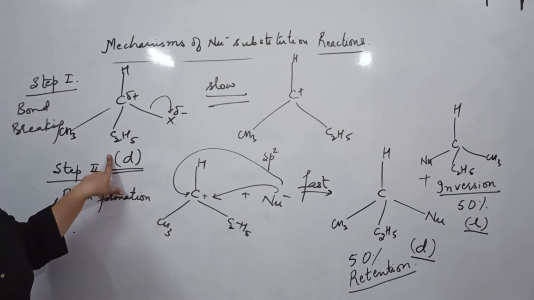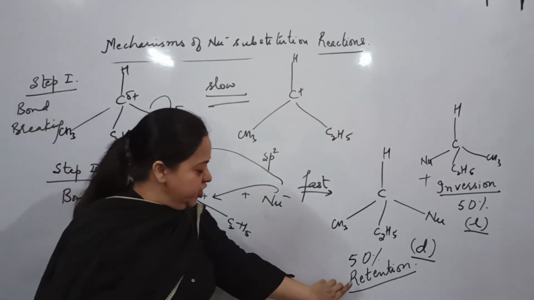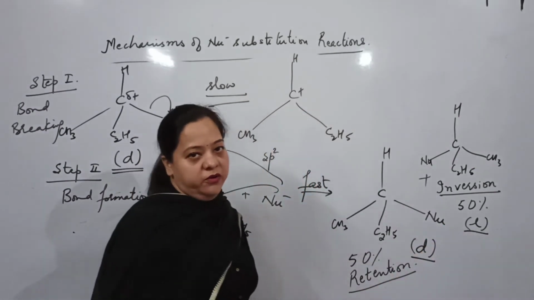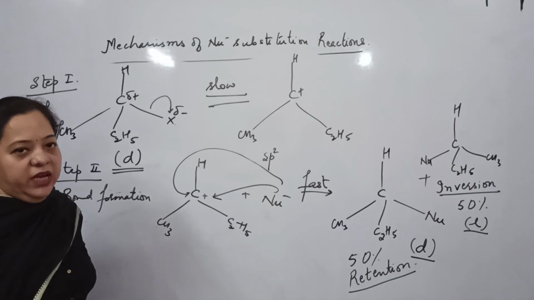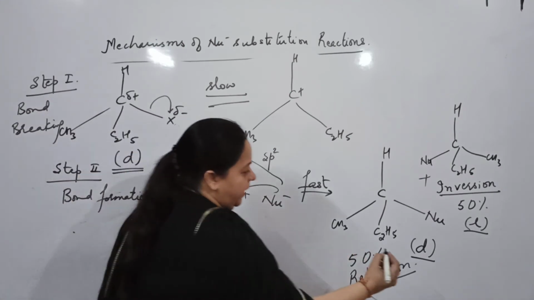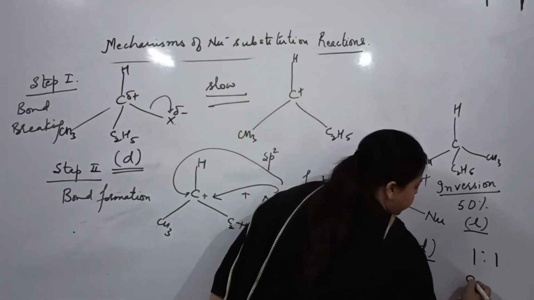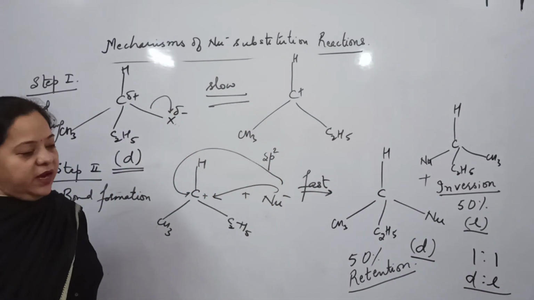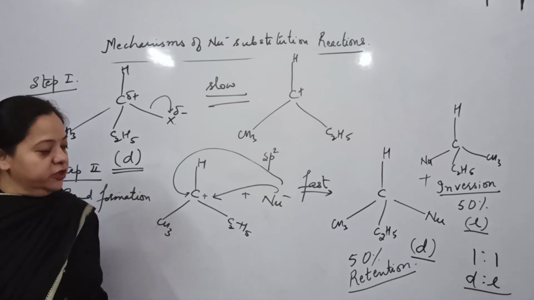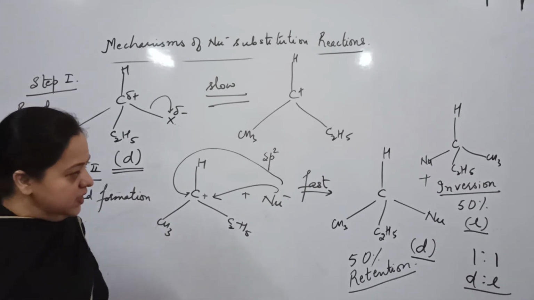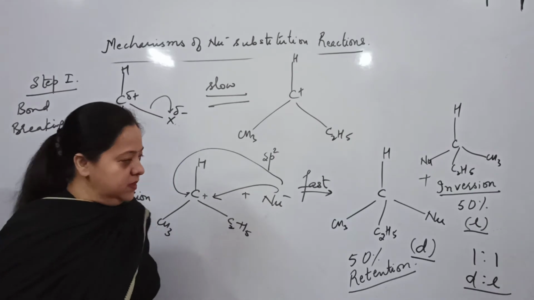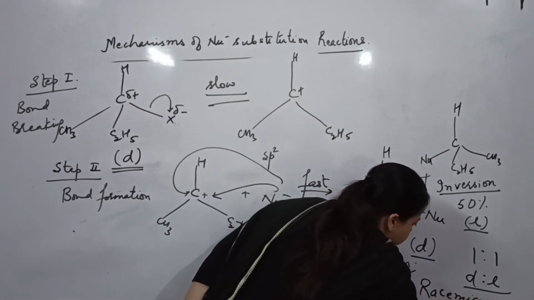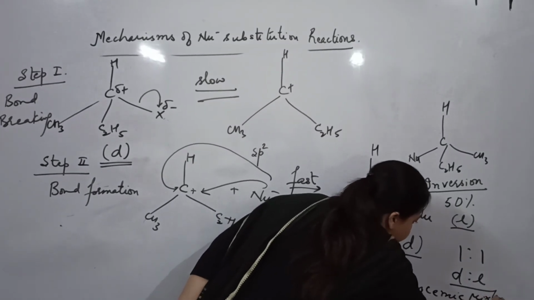If this is in the L configuration, then retention product is in the L configuration and inversion product is in the D configuration. And in either case, we will get a 1:1 mixture of D and L isomers, that is 2 enantiomers, and this mixture is called a racemic mixture.